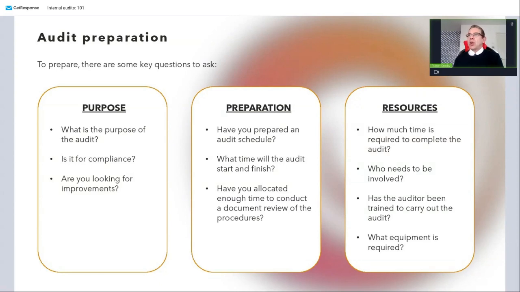Do we have knowledgeable people available that can assist with that process? What equipment is required? Do you, for example, use clipboards? Do you use iPads or tablets and smart devices? For example, is there going to be particular equipment available so that you can check the calibration of that equipment? These are all very good examples of what most organizations will need to consider during audit preparation activities.